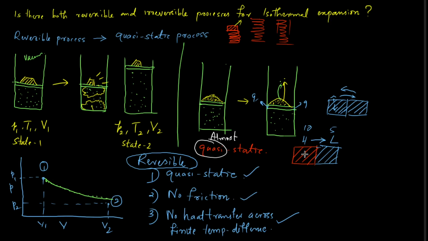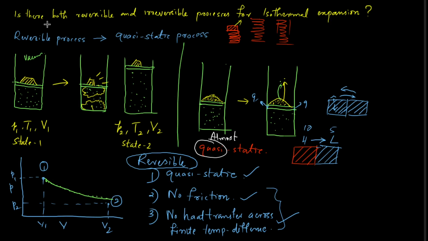Similarly, if there is no temperature difference, the heat transfer rate will be very low. In all practical systems, we cannot have that small a heat transfer. With that small a heat transfer, we cannot run practical systems. So these two ideas are not practical at all. So we cannot have reversible systems in real life.